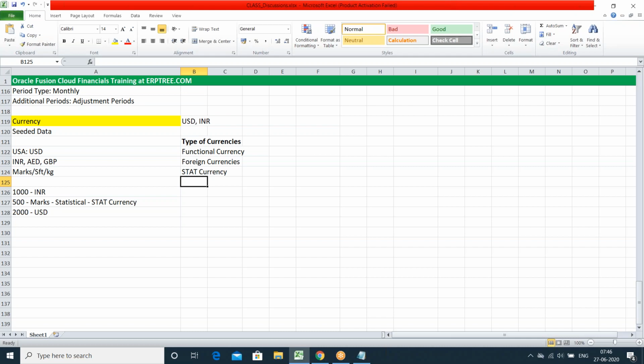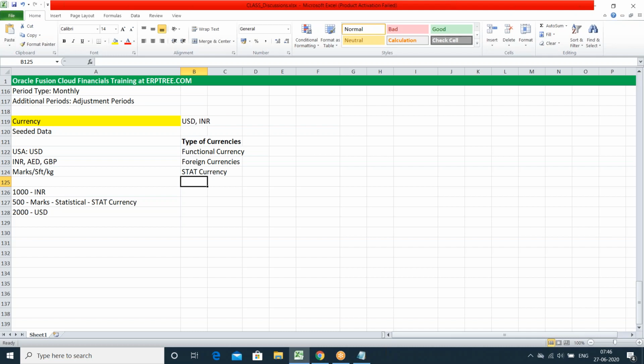Okay. So when you talk about currency, two points you have to consider. The first point is we need not create any currencies in the system. All the currencies are provided by Oracle, which we need not create in the system, and that we call seeded data. The currency also we have to consider as seeded data. That is the first point.